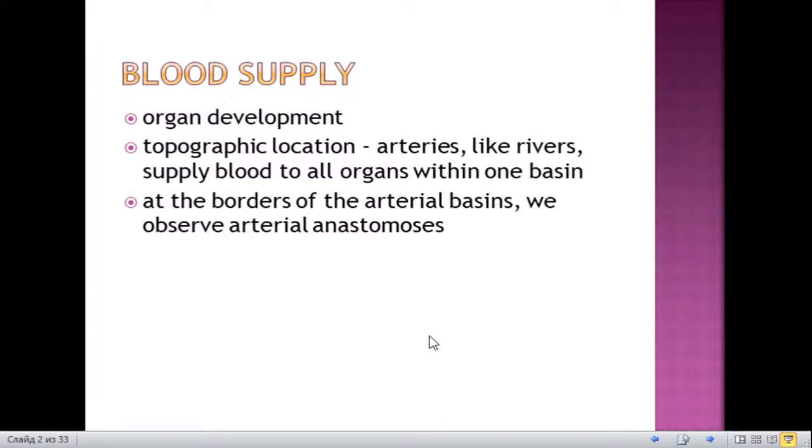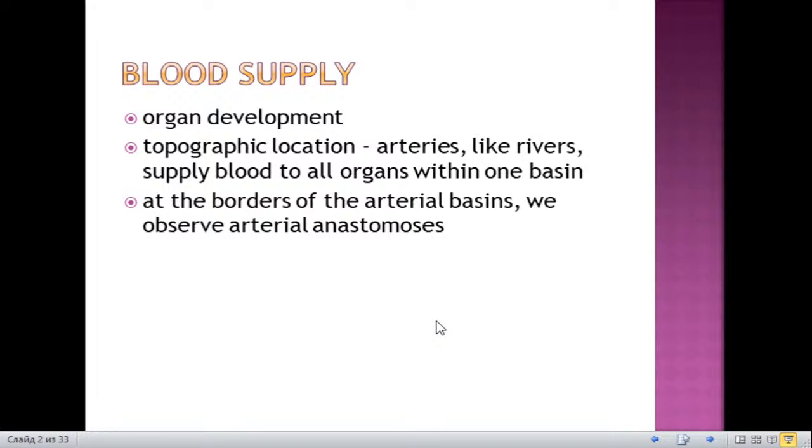So, about blood supply. What are the general principles on which blood supply is based? Firstly, the blood supply of each organ is based on this organ's development. Second important moment is the topographic location of the arteries and organ. So look, I have an interesting analogy, so maybe it will help you to understand what it means.